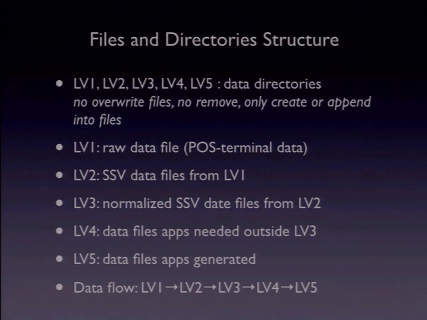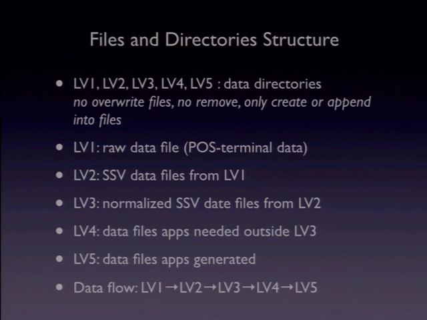Level 1. Level 1 stores original data files, for example, data received from POS terminals. Level 2. Level 2 is SSV, space separated text files. The key point is the data flow itself. Level 2 can obtain data from level 1. Level 2 cannot obtain data from levels 3, 4, 5. It obtains data from level 1 only. And another important point is not to overwrite existing files. Data should be appended to files or a new file created to store data, not overwritten.